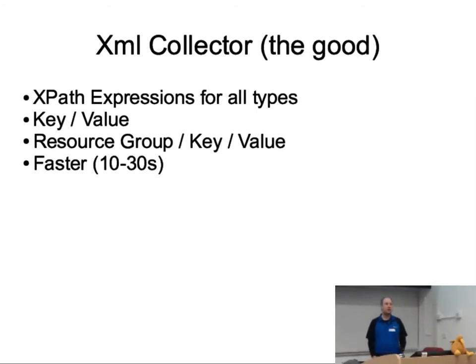Some of the good things about the way the XML collector is built right now is that it does use XPath expressions for all types, meaning that it's very linear in how you get down to each of the components inside the XML file. You can do key values, getting your resource types, your key value for each individual value. You can also do the resource groups, where you take an index and get keys and values beyond that. And it was also significantly faster than SNMP, so it was able to complete some of the collections that we were looking at doing.